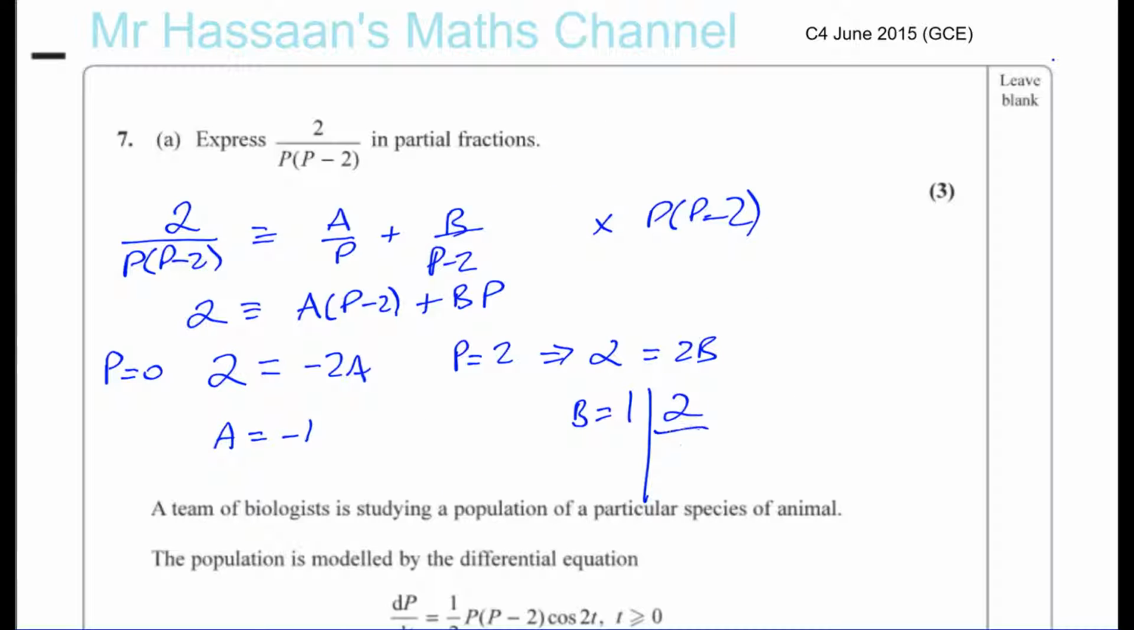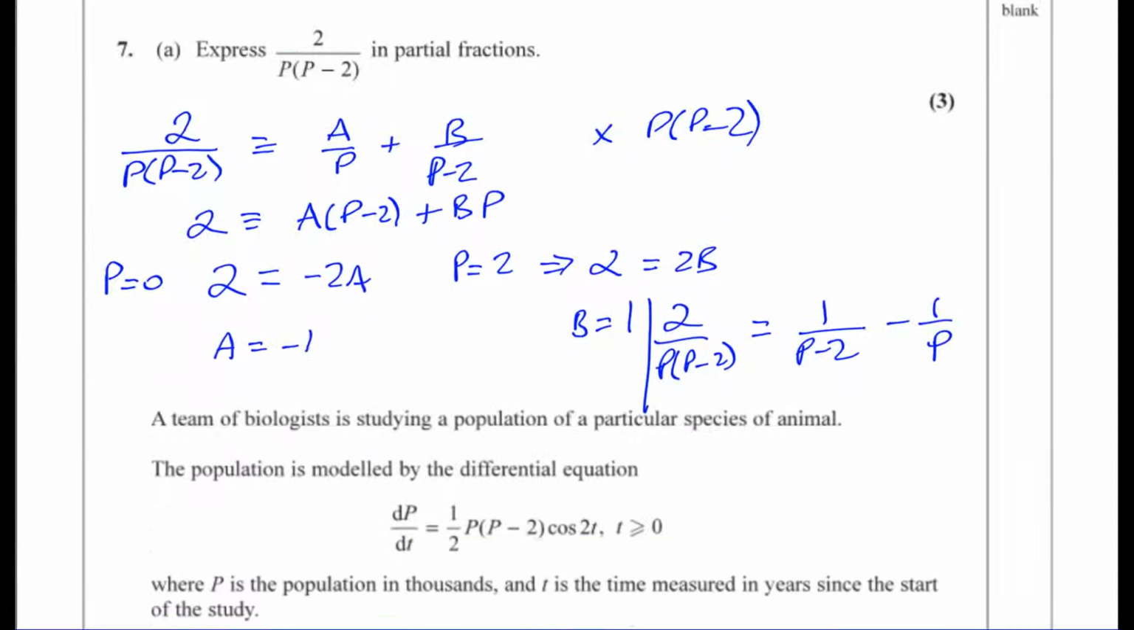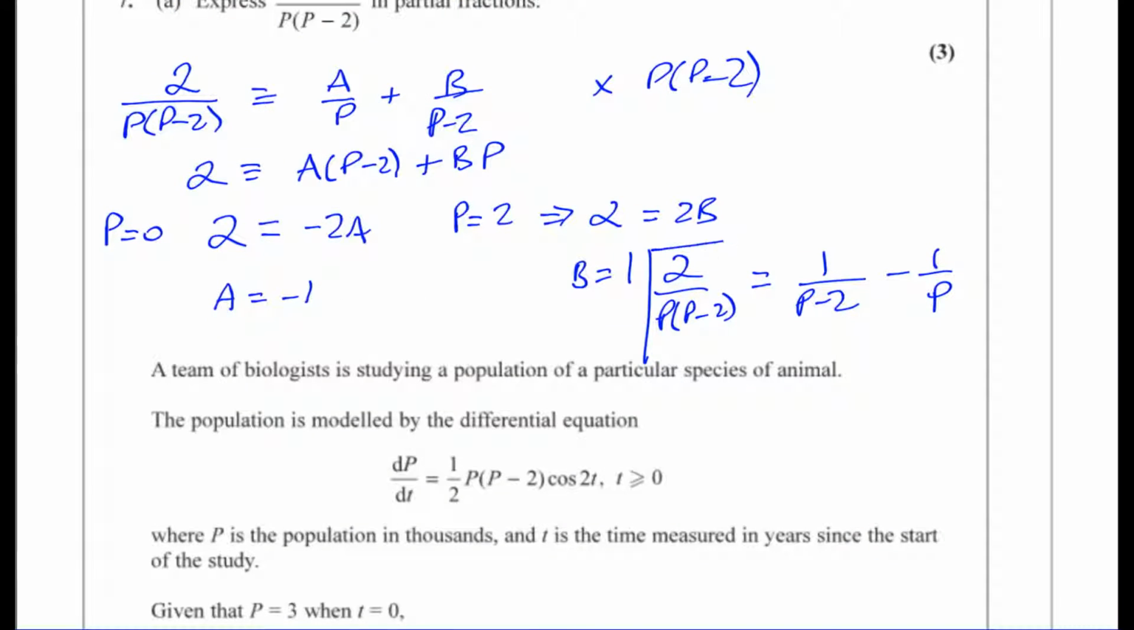So if you want to express this in partial fractions, 2 over P times P minus 2 will be the same as minus 1 over P plus 1 over P minus 2. You can write it as 1 over P minus 2 minus 1 over P, just to make it look neater. So there's your A, minus 1, and there's your B, 1. So we've expressed this now in partial fractions. That's part A done.